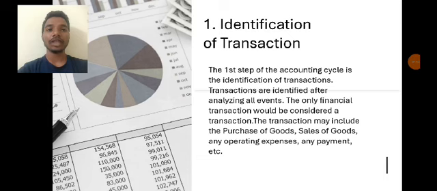Identification of transaction. The first step of the accounting cycle is identification of transactions. Transactions are identified after analyzing all events. Only a financial transaction would be considered a transaction. The transaction may include the purchase of goods, sales of goods, any operating expenses, any payment, etc.